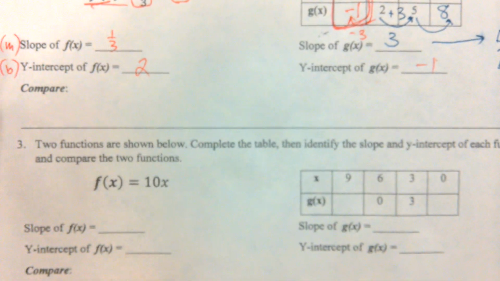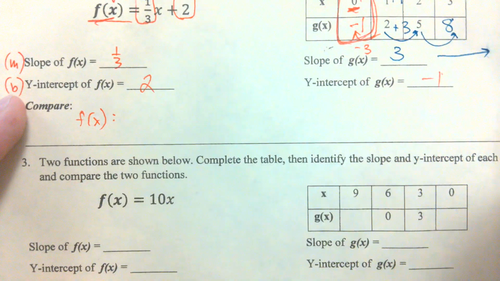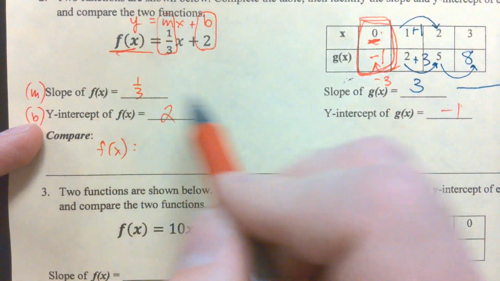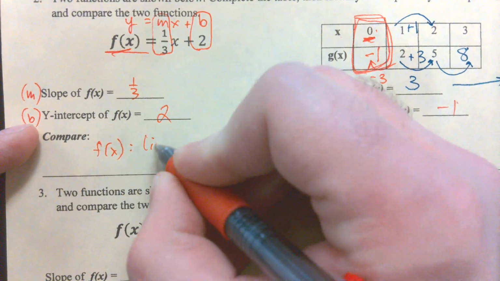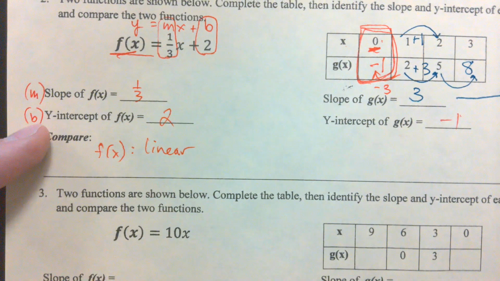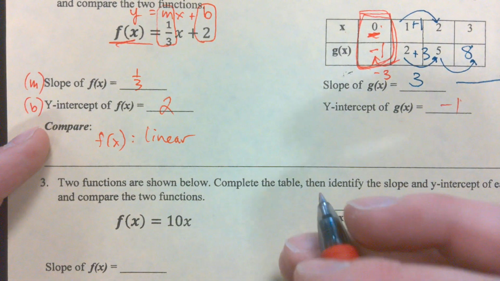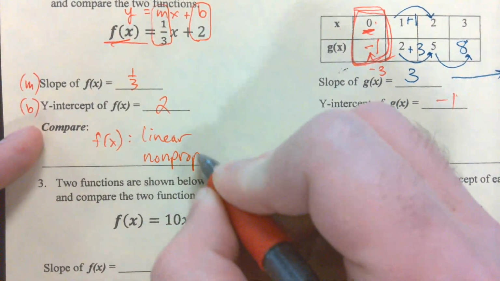When it says to compare, we've got to figure out, is f of x linear? Are there any exponents in this equation? No. So is this linear or non-linear? Linear. Is my b value equal to 0? No, it's not. So is this proportional or non-proportional? Non-proportional.